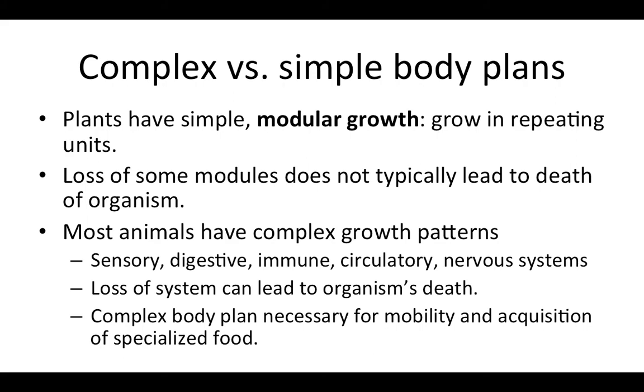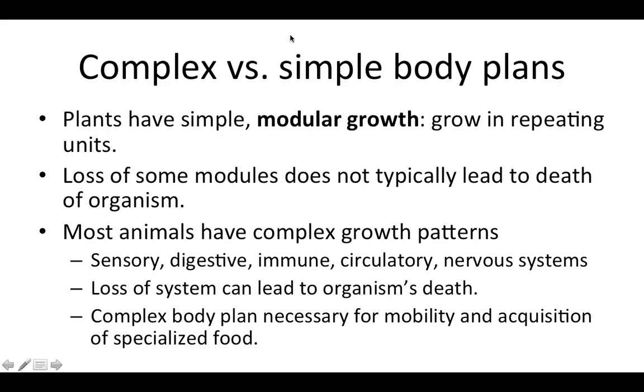That was a general overview of reproduction in angiosperms, gymnosperms, and ferns. We're going to move on now to talking about some very general categories of ways organisms develop and reproduce. And we'll contrast how this occurs in plants and in animals in some cases. So the first distinction we'll make is between complex and simple body plants.